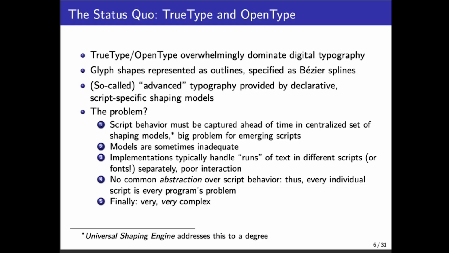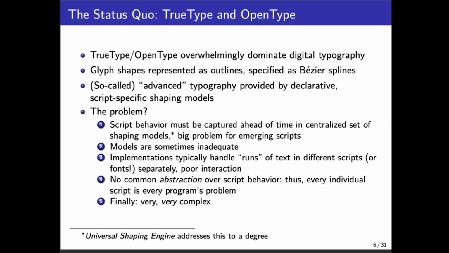Implementations typically handle runs. This is the term that's used of text individually. So what they'll do is they'll say, okay, let me get all the text that's in this font and typeset it, and then all the text in this font and typeset it. But if you have in a stream of text multiple writing systems, which are probably in a different font, or the same writing system in different fonts, it kind of degrades. You don't get the nice kerning behavior or anything like that.